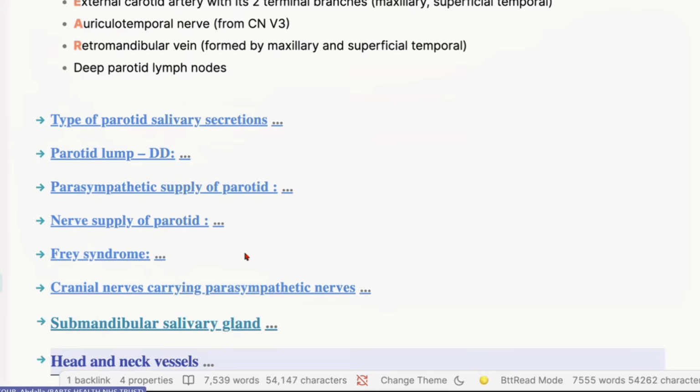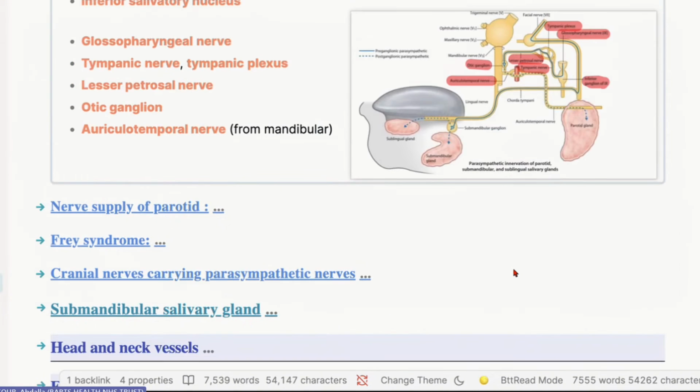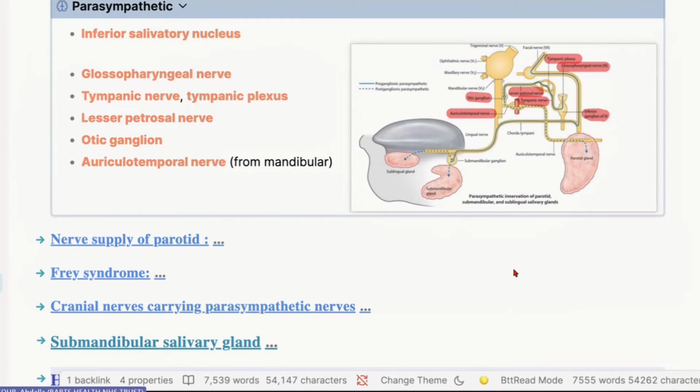What's the parasympathetic supply for the parotid gland? Not too sure. So the parasympathetic is actually an important one to know because they usually ask this question on parasympathetic of all the salivary glands in general. So here you have the inferior salivatory nucleus will go through the glossopharyngeal nerve, then the tympanic nerve and tympanic plexus, as you can see here, the lesser petrosal nerve, then go to otic ganglion, and finally the auriculotemporal nerve. So bottom line is your parasympathetic nerve supply is the auriculotemporal nerve, but you have to know the pathway.